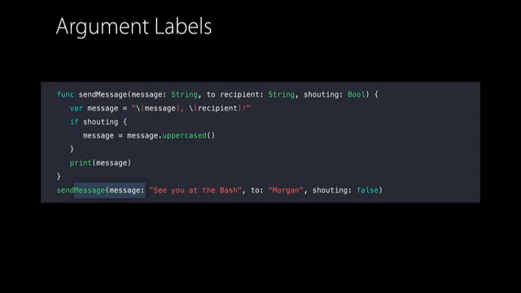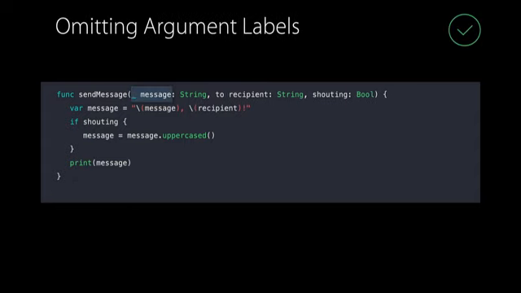And in cases like these, you can write an underscore in front of the parameter's name. And this means that you don't provide a label for the argument when you call the function. And now our function reads naturally when you call it, SendMessage, see you at the bash, to Morgan.